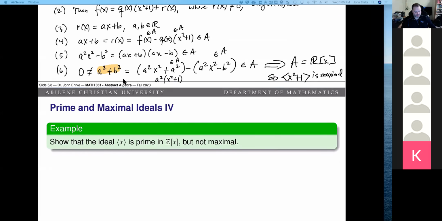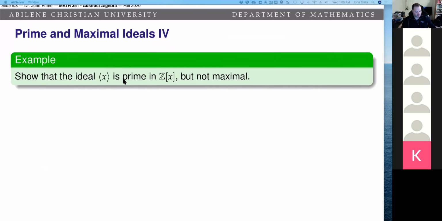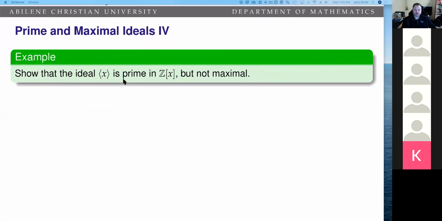All right. So next example up, how do you prove that something is prime? I want to show that this principal ideal generated by x is prime in the ring of polynomials with integer coefficients. In order to show that it's prime, I have to look at all possible products that end up in it and show one of the two factors is in it.